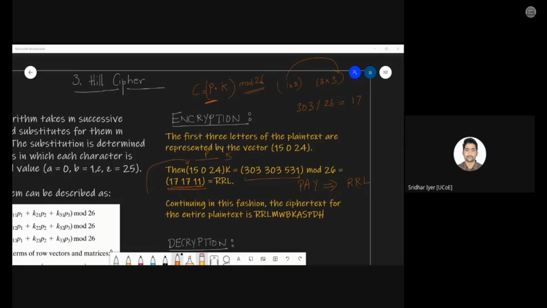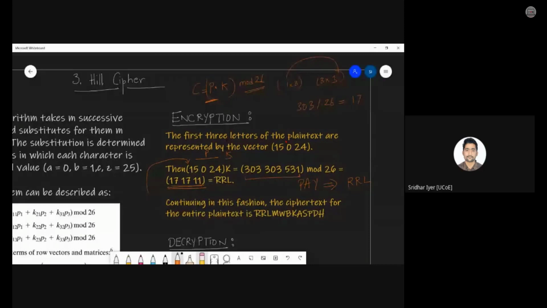Once they are converted into these numbers, we will then multiply it with the key. It's standard matrix multiplication. You got this value, that is 303, 303, 531. After you got this, you have to take the mod of each and every element by 26. Once you do this, you will have this final answer. Finally, you have to convert these numbers back into alphabets.